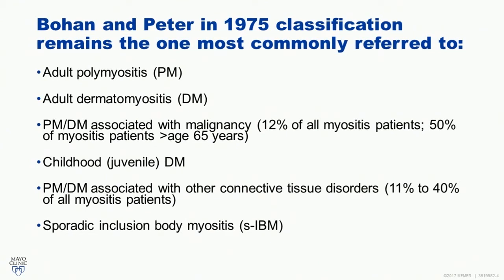This is an old classification criteria, but it's still commonly used, and we usually refer to polymyositis, dermatomyositis, either one of these in association with malignancy, either one of these in association with other connective tissue disease, and in dermatomyositis, we talk about childhood dermatomyositis. I would add to this classification necrotizing autoimmune myopathies, which I will discuss, and obviously sporadic inclusion body myositis.